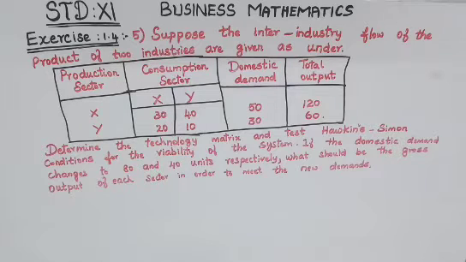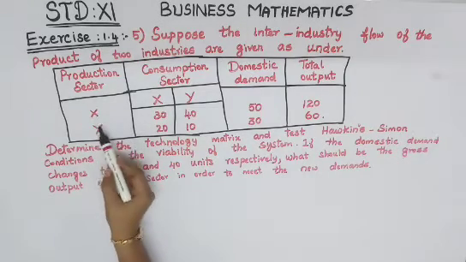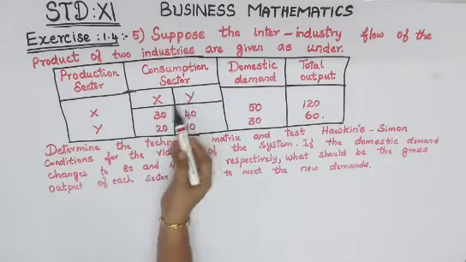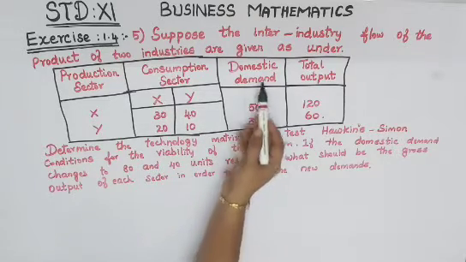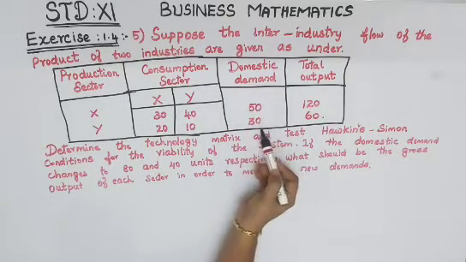Standard 11th Business Mathematics, exercise 1.4. Fifth question. Suppose the inter-industry flow of the product of two industries are given as under. Your production sector is given X and Y. Consumption sector is X, Y. The elements are given 30, 40, 20 and 10. Domestic demand is given, it is 50 and 30.